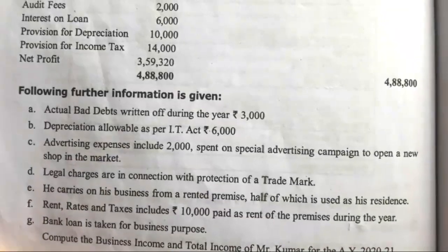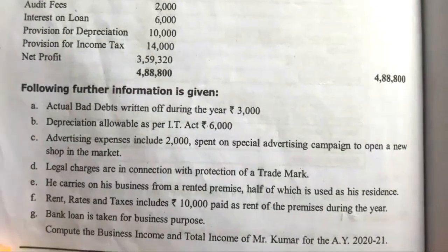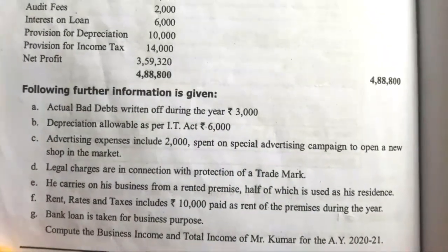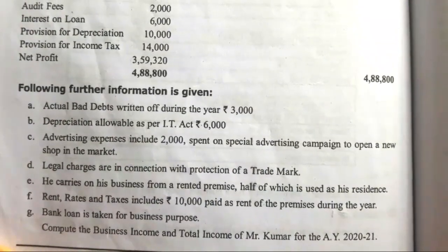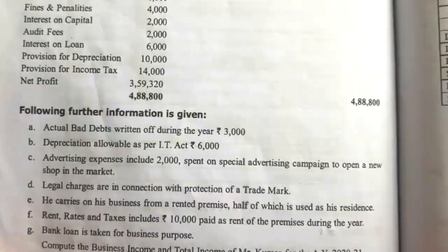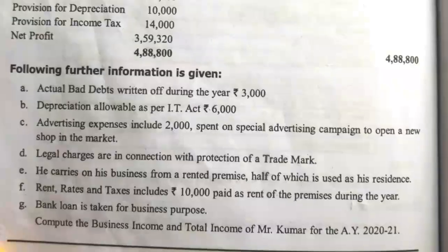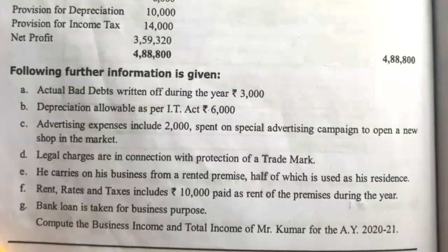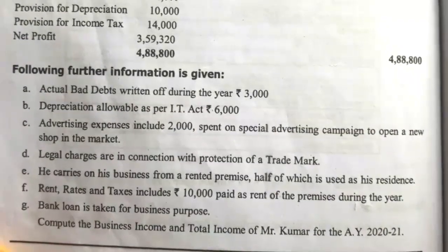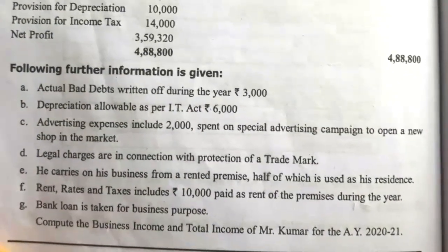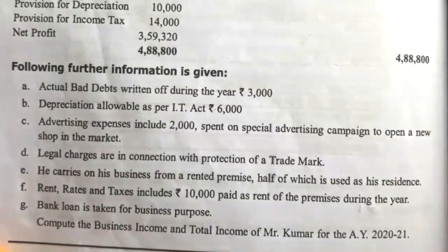Actual bad debt written off during the year rupees 3,000, depreciation allowable as per Income Tax Act rupees 6,000. Advertisement expenses include 2,000 spent on a special advertisement campaign to open a new shop in the market. Third, legal charges are in connection with the protection of a trademark. Fourth, he carries on his business from a rented premise, half of which is used for his residence. Rent, rates and taxes include rupees 10,000 paid as rent of the premises during the year.